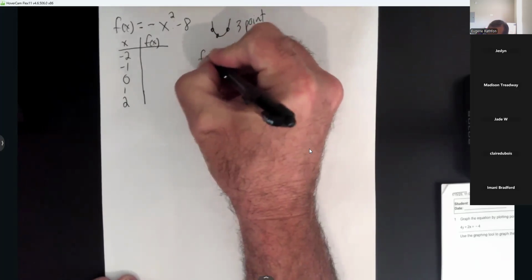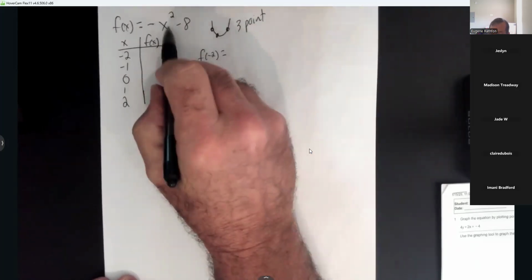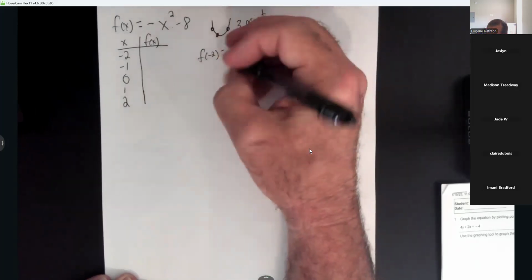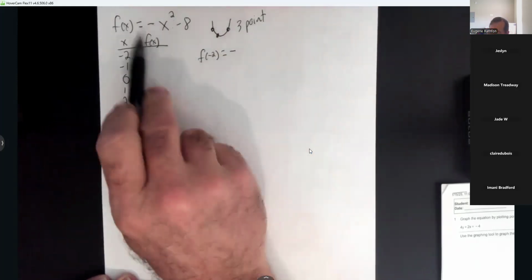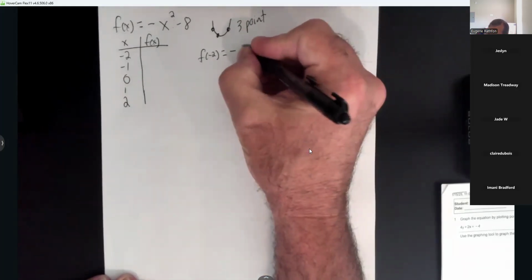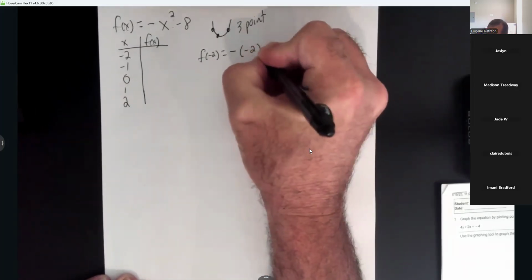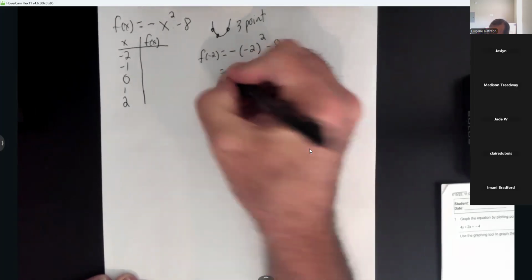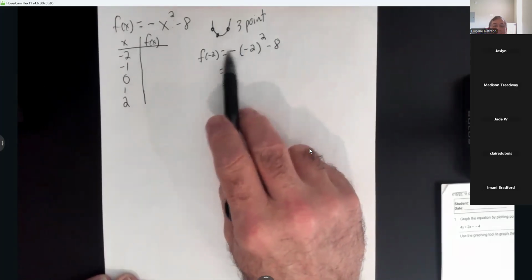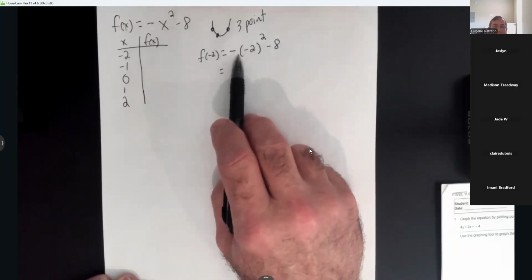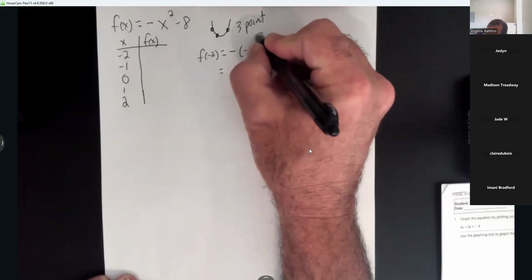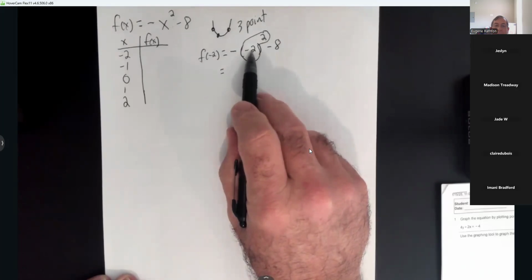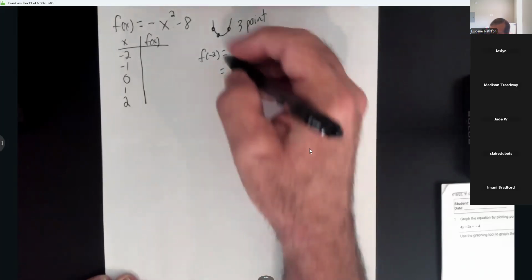So let me do f of negative 2 first. I'm going to put a negative 2 in for the x. Now, y'all, this negative right here is always in the formula. So bring down that negative and then put your negative 2 in for the x, square that, and then minus the 8. Now, you cannot multiply the two negatives yet because the exponent has priority and the exponent is squaring that negative 2. So this negative comes down first.